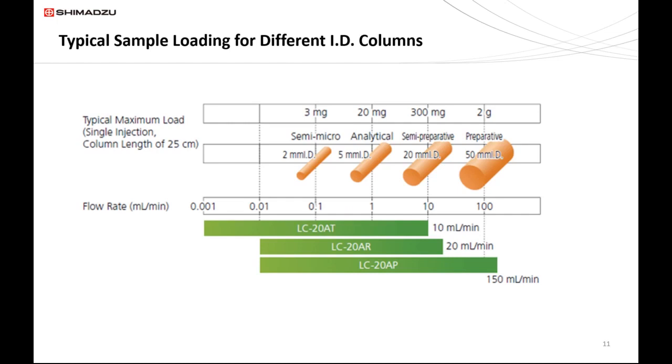Here is an approximate loading capacity of different ID columns. Do note that the actual loading capacity still depends on the property of the analytes. Smaller ID columns are usually used for analysis such as qualitative and quantitative analysis, while larger ID columns, which we usually call preparative columns, are typically used for purification of compounds.